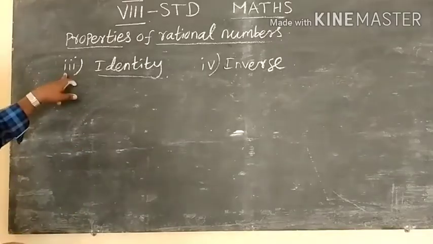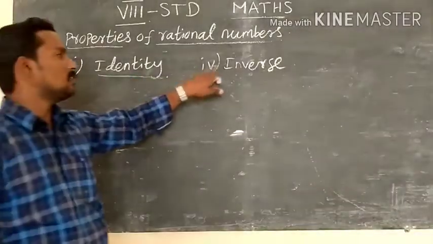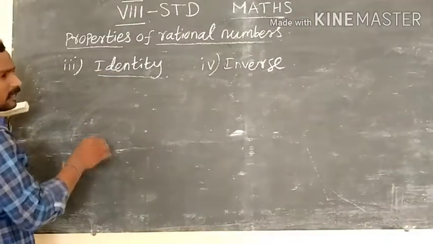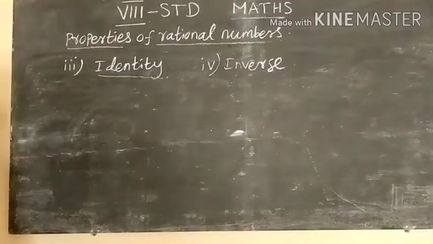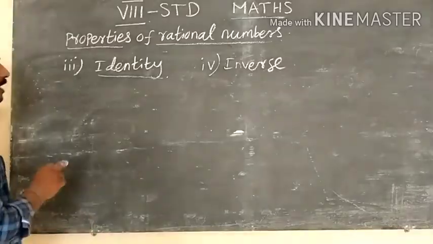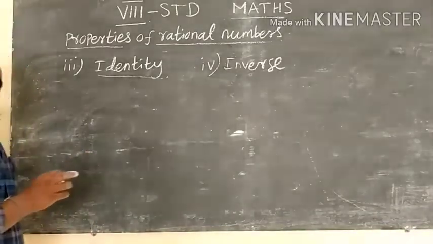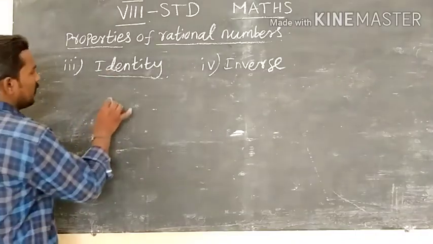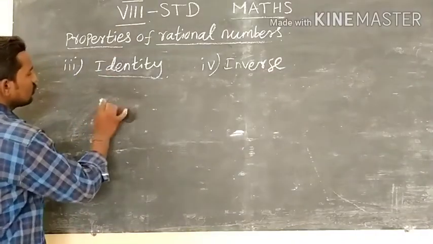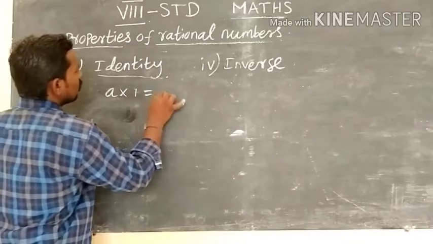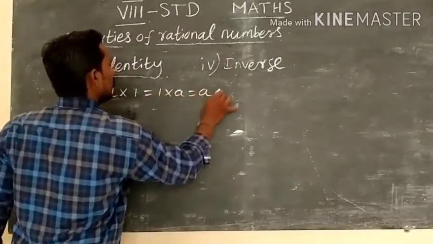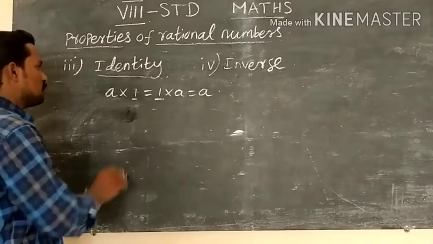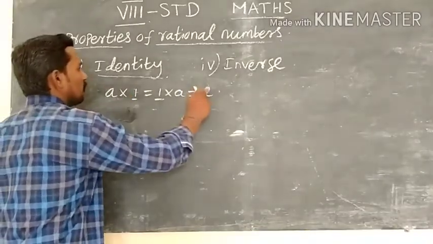Okay, next, the third one is the identity property, fourth is the inverse property under multiplication. Identity property, this identity element is 1. Under multiplication the identity element is 1, under addition the identity element is 0. So the identity property is a into 1 is equal to 1 into a equal to a. So this is the identity element, so it must be 1 to the given number.